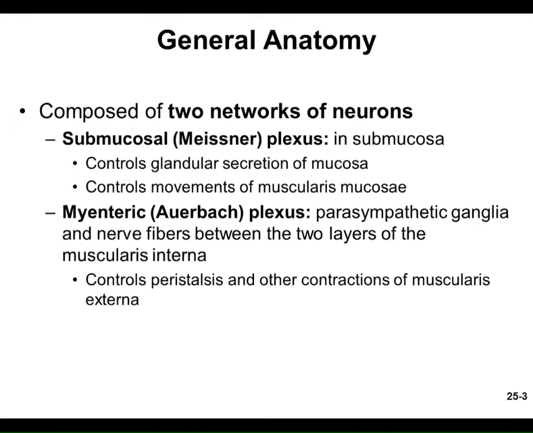Then there's a myenteric, also called the Auerbach plexus, and these are parasympathetic ganglia between your 2 layers of muscle. So remember, you have the muscularis, and that's a layer of circular muscle and a layer of longitudinal muscle. In between those 2 layers is the Auerbach or the myenteric plexus. Now look at that word, myenteric, myo, muscle, right? And this is the layer that's going to control the peristalsis. Peristalsis, think of it as that rhythmic movement of the muscularis that pushes products throughout the gut.